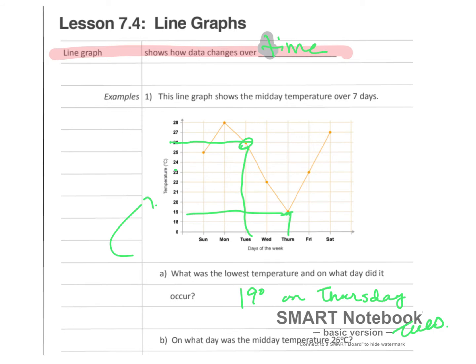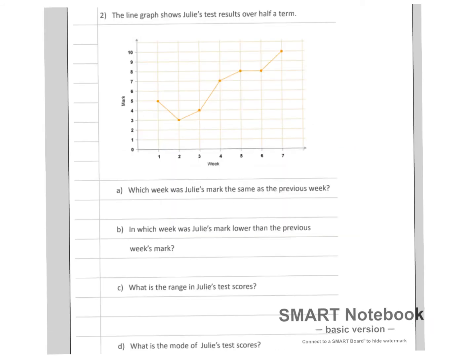You just have to know how to read them. Again, try it and see if you can answer the questions and then come back and see how you did. So this graph shows Julie's test results over half a term. So they go weeks on the bottom and their marks or their score on the side.